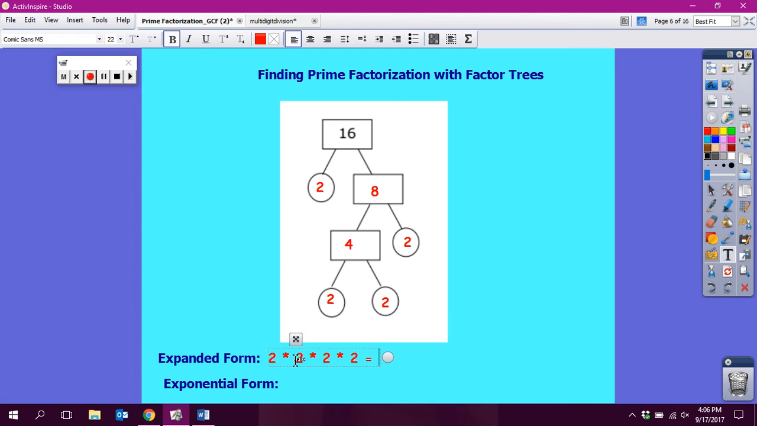So 2 times 2 would be 4, 4 times 2 is 8, and then 8 times 2 would be 16. So I know that I have my answer correct.